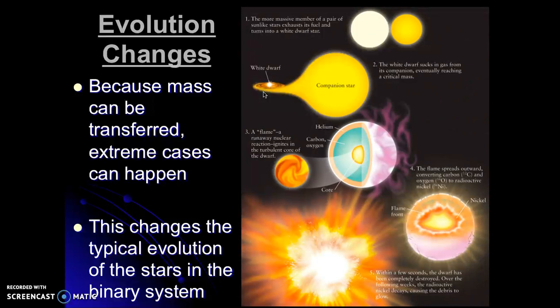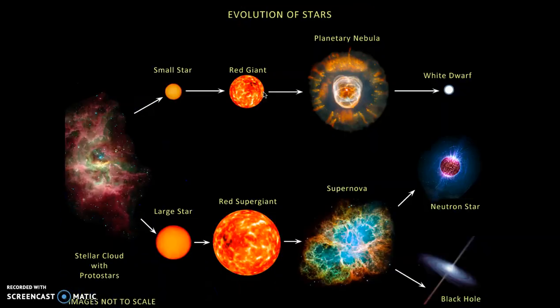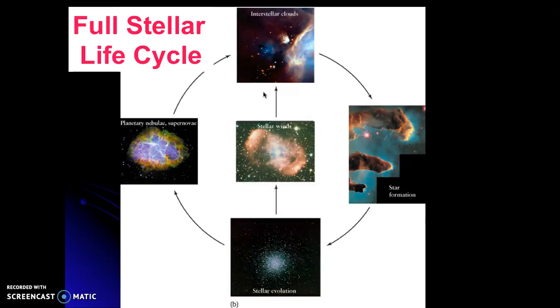Okay, so stars are primarily in binary systems, and we can change the typical evolutionary track by the fact that these 2 stars can interact with one another. But if we went back to our simple scale, here would be a nice outline of the evolution of stars, from our low mass stars to our high mass stars. The low mass stars are on the top and the high mass stars on the bottom, showing how those stars will evolve and then eventually die. Okay, and that is the full stellar life cycle: from the birth, the evolution, and the death of stars.